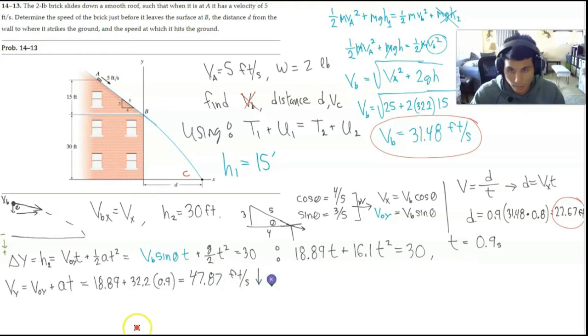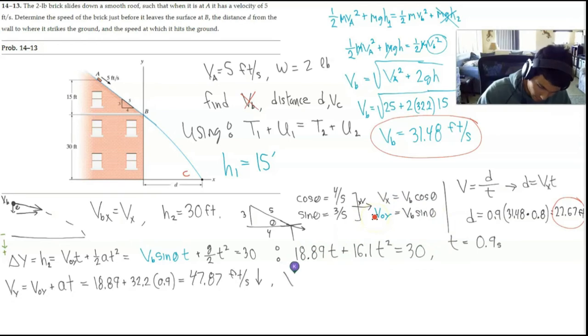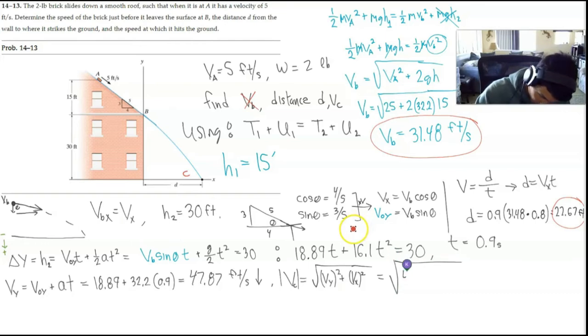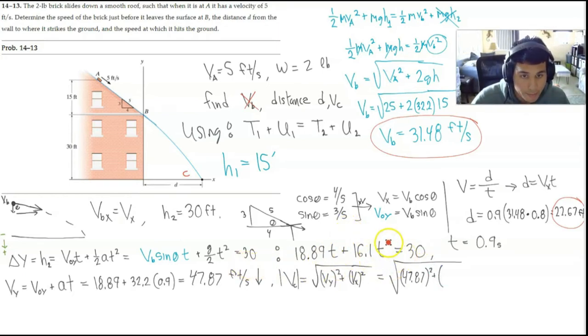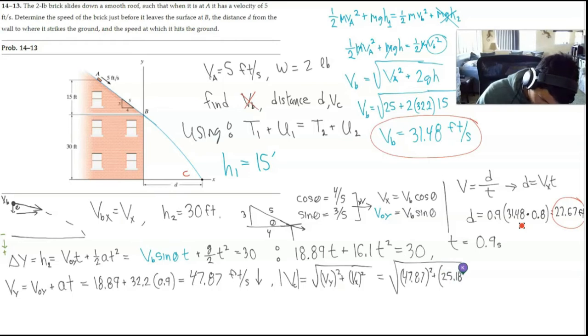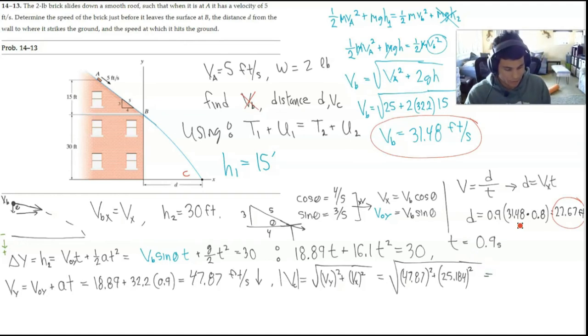Okay, and now let's just take the norm of this and this right here, because remember, it's a vector. So if we want to find the speed, let's say that this is VC. It's the square root of Vy squared plus Vx squared, which is the same thing as 47.87 squared plus, what else do we got here? Where was Vx? Vx is this right here. Okay. 31.48 times 0.8 is 25.184. Yeah, there we go. So now let's just type all this into the calculator.